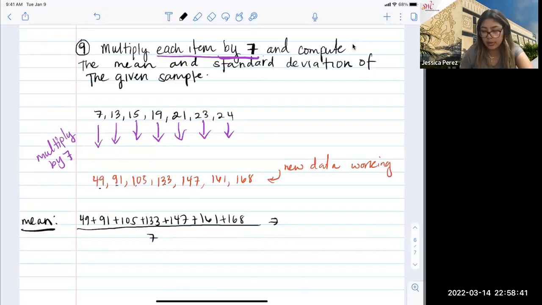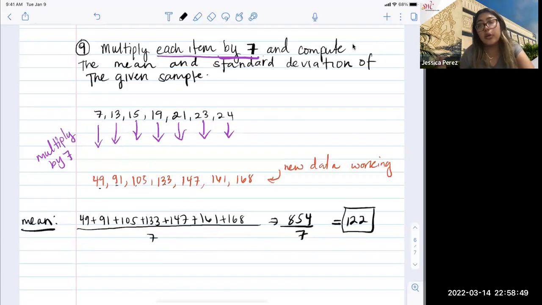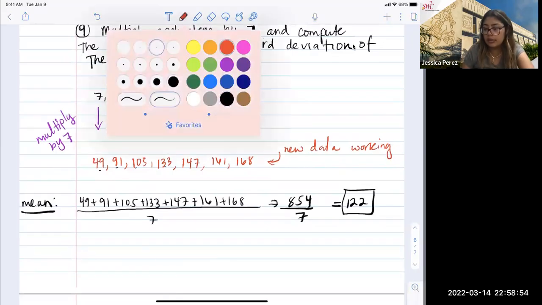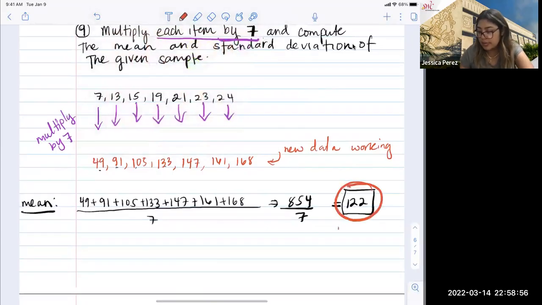That gives me a total of 854. Divide that number by 7, and I'm going to get 122. Okay. Yours might not be a pretty number. Who knows? Now that's my mean. This is the mean. Now I have to find the standard deviation.